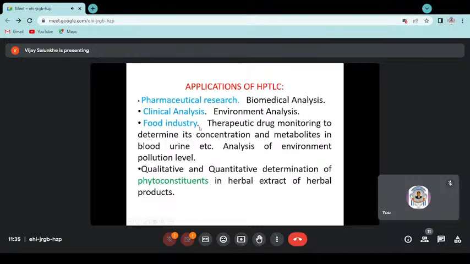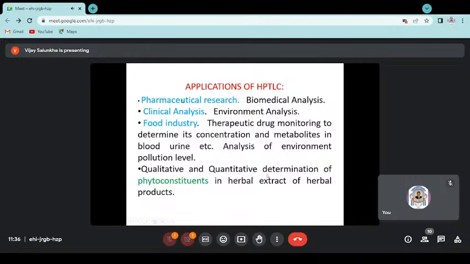Majority of the HPTLC is used in the food industry because therapeutic drug monitoring, TDM, is required to determine the concentration of drug and metabolite in blood and urine levels. We are always eating food material, nutraceuticals, dietary supplements. So there should be a therapeutic role of that nutraceutical. If there are any impurities, it may cause dangerous and toxic impurities in our body. So for identification of the best food product, HPTLC analysis is better, and it is mainly used by the food industry also.